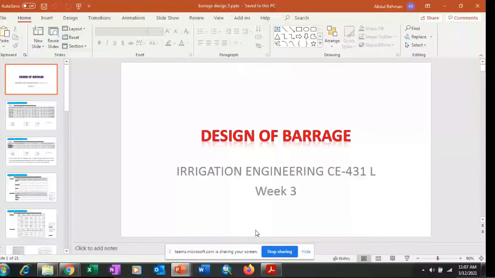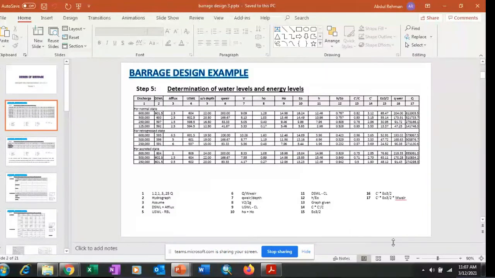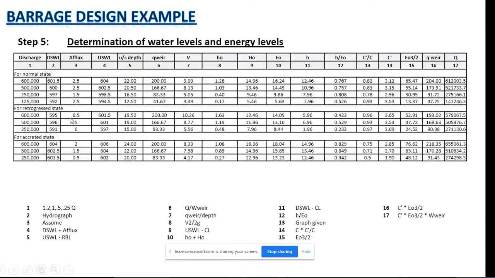While discussing the table of step 5, in this table we have to find out the value of efflux by a hit and trial method for different river stages and for different discharge levels.